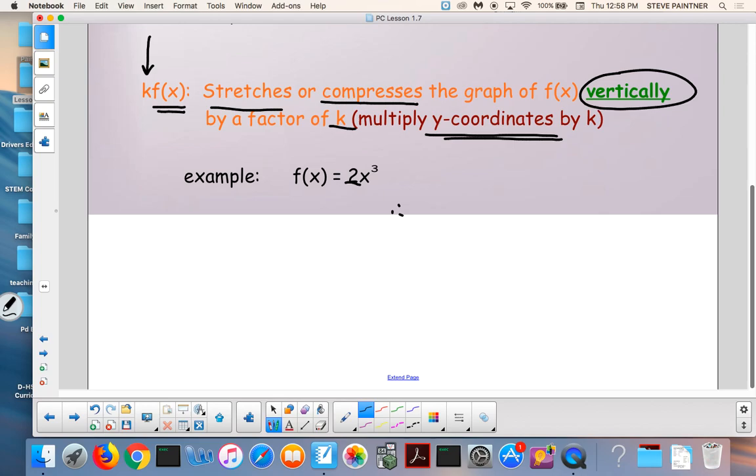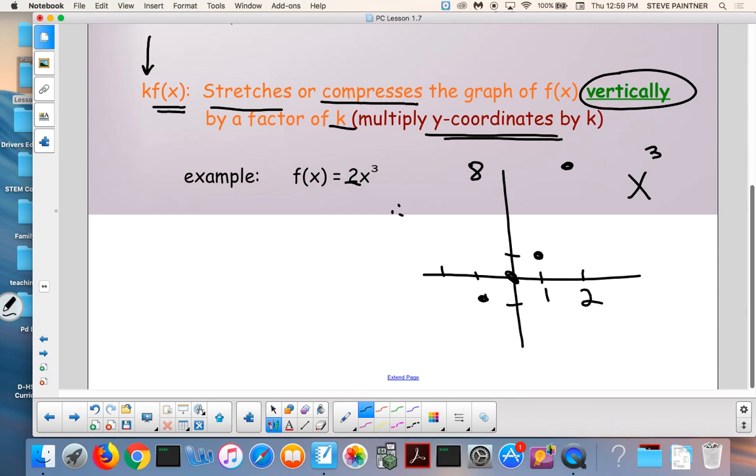Okay, so let's take the parent. Here it comes. The parent is 0, 0, 1, 1, 2, what? Okay, so I'm doing the cubic function right now. 2, 8. Okay, so 2, 8 is here. And then on the other side is negative 1, negative 1, negative 2, negative 8. Okay, there you go. And it goes like this. That's the parent.